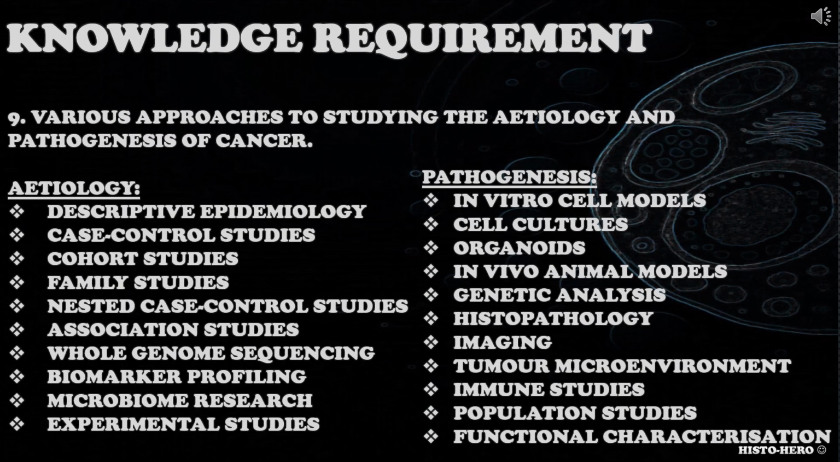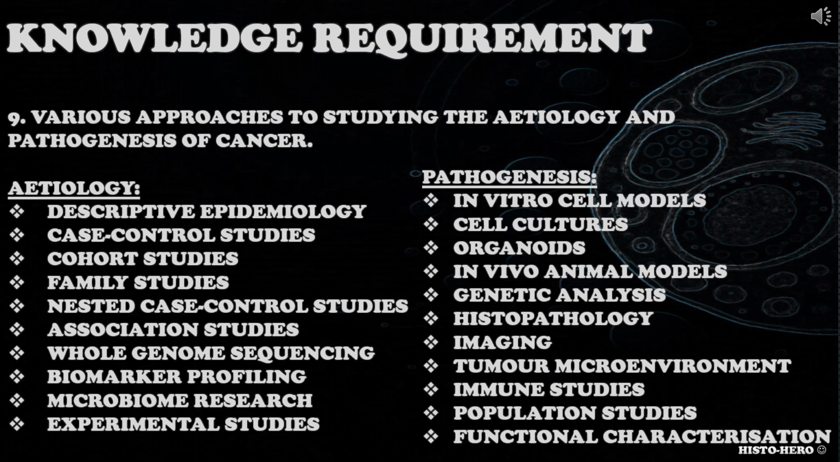The ninth knowledge requirement is various approaches to studying the etiology and pathogenesis of cancer. Candidate needs to have the knowledge and understanding about studying cancer. You could ask the candidate to explain what is etiology and pathogenesis of cancer, to explain how etiology and pathogenesis of cancer could be studied, to list study types that can be used to study cancer.